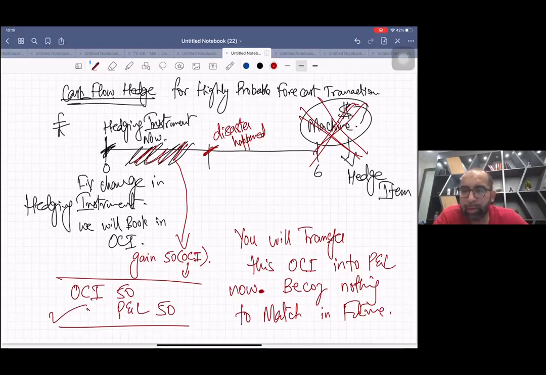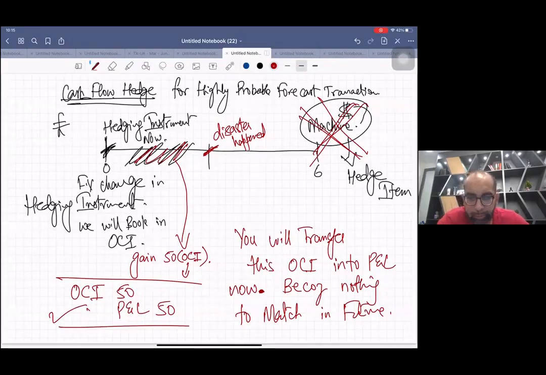Now in the second line, you will write the application of this thing: as this highly probable forecast transaction is no longer expected to occur, that's why all the previous OCI gain or loss of hedging instrument will be transferred to P&L immediately. And if you want to write the logic, you can write this, because nothing to match in future. That's it. Be relevant.